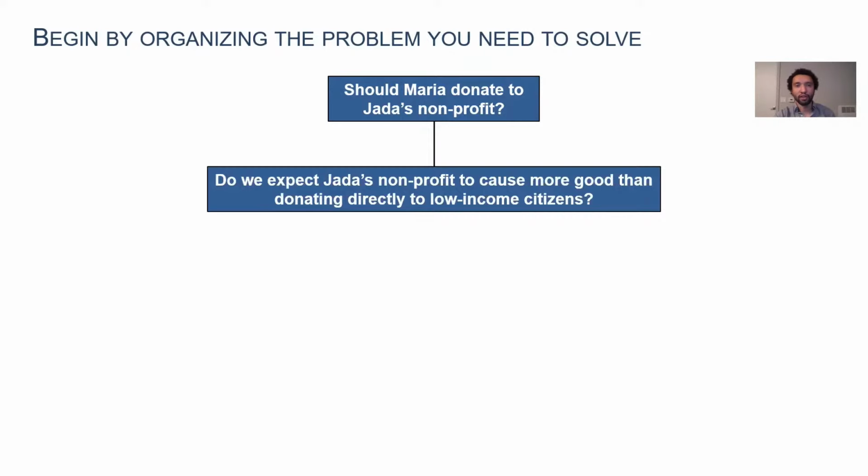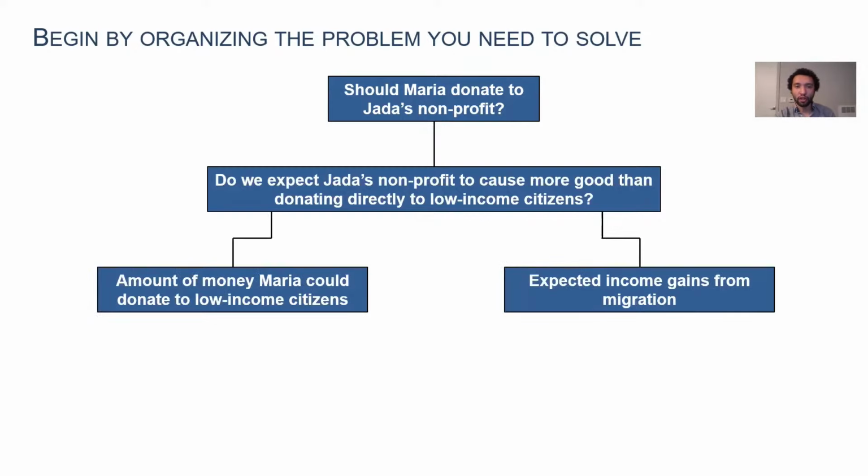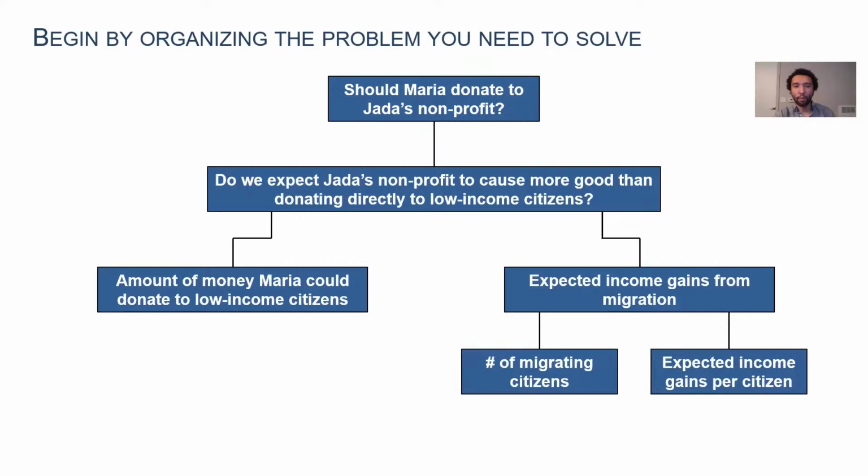One way to answer the question is this. If Maria could simply give $1 million to low-income citizens, should she expect Jada's nonprofit to result in more or less than $1 million in income gains via migration? To answer that question, we can compare how much money Maria could donate to low-income citizens to our expectations of how much income rural citizens could gain from seasonal migration. Expected income gains, in turn, could be seen as a function of how many citizens would migrate as a result of a $1 million donation, and how much we'd expect each citizen's income to increase as a result.